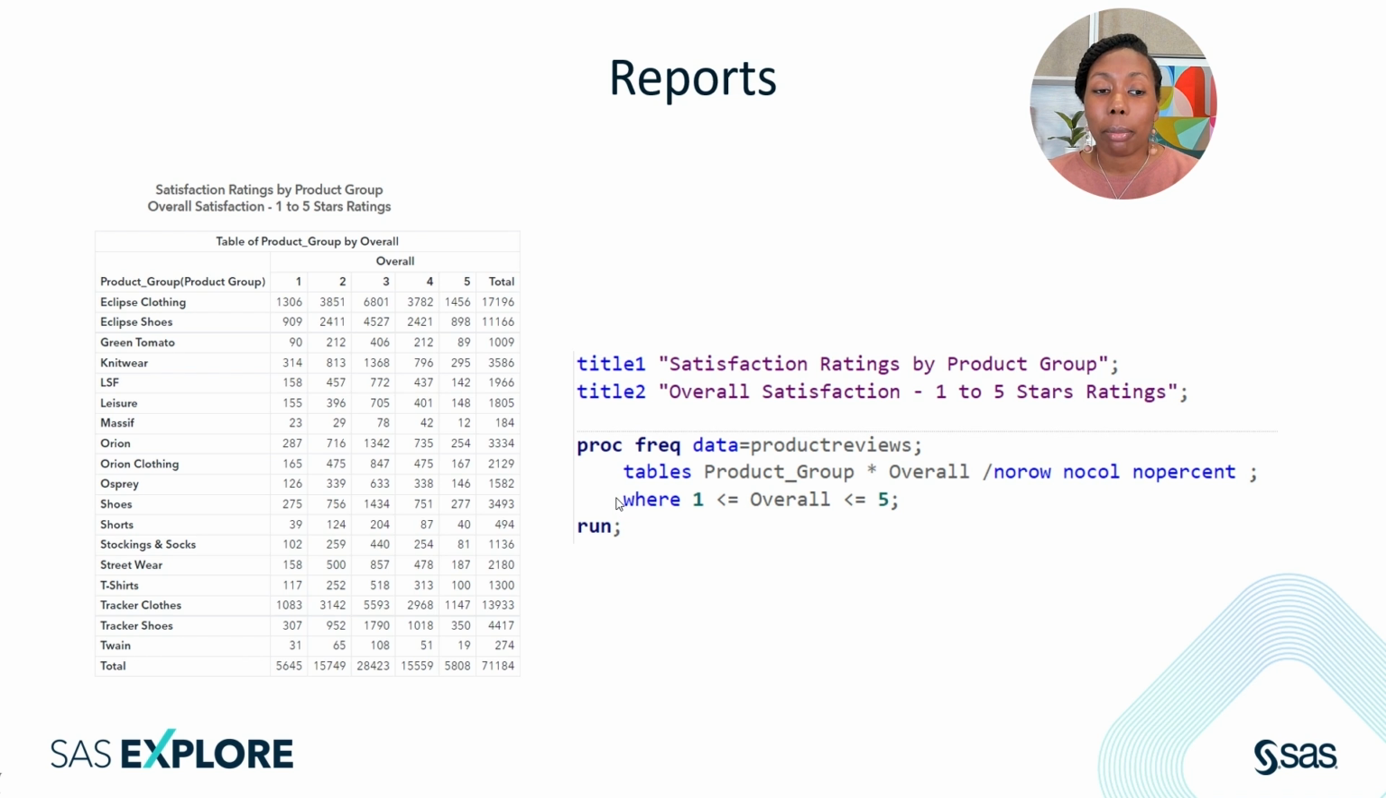For our where statement, this gives us the flexibility to say, instead of looking at stars 1 through 5, we can change this to be where it's 2 to 4 or 1 to 3 if we wanted to just focus in on those reviews under 3 stars and to see how many there are. So these are the reports that are already created for us that we've worked with before.